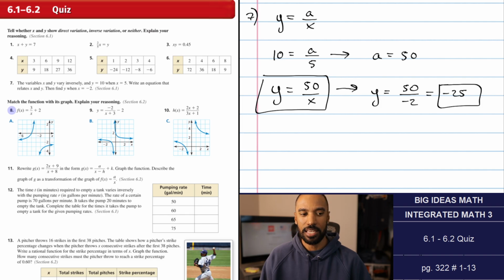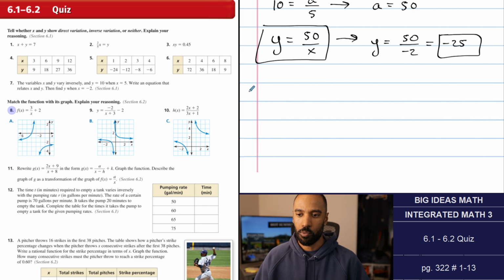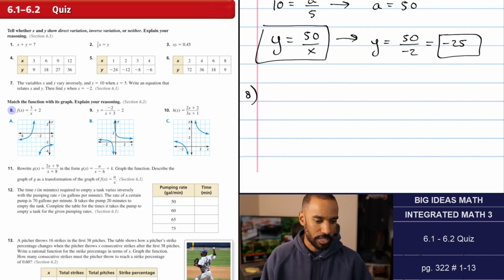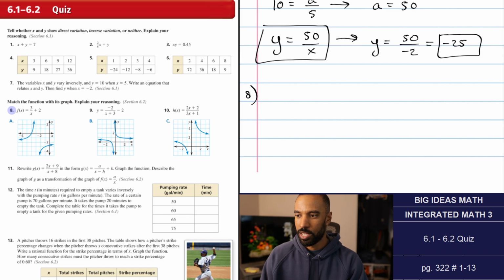Numbers 8, 9, and 10, they say match the function with its graph, explain your reasoning. This is almost a set where I feel like I almost want to do some copy-paste of these graphs. Let's see. Give me one moment. I'm going to find the high-quality versions of these graphs and just get them ready to go.